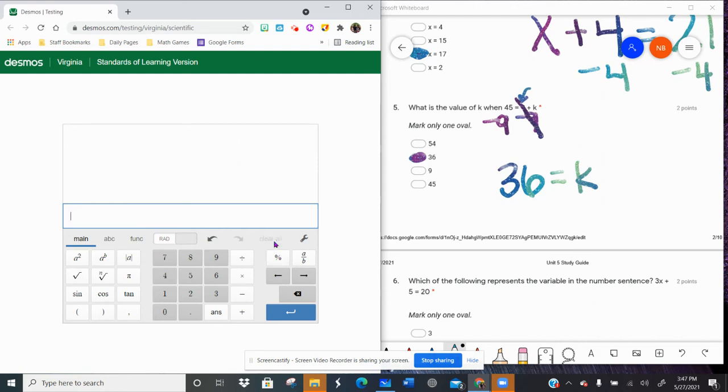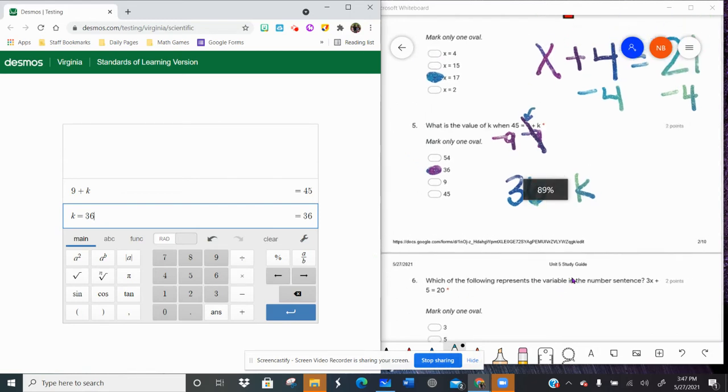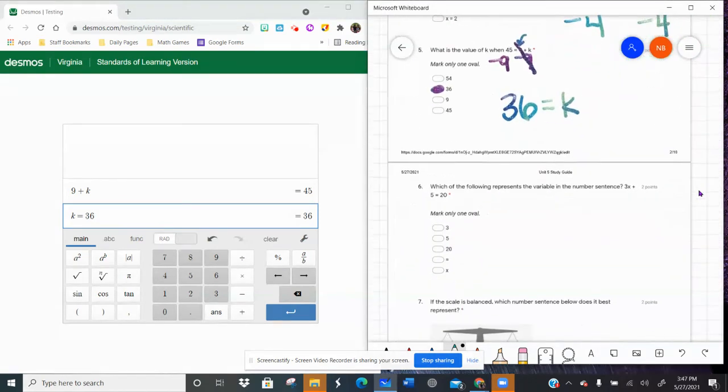I can check my answer by using what we call variable substitution. In my calculator, watch this, it's so cool. If I do 9 plus k, and then I make a new line on my calculator and say k equals 36, boom, I get that answer 45, which is the answer I'm supposed to get, so I know that 36 is correct. So it's called variable substitution.